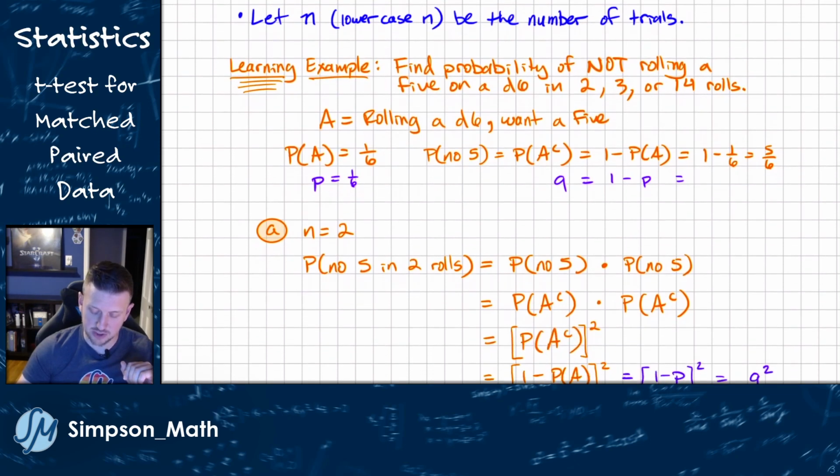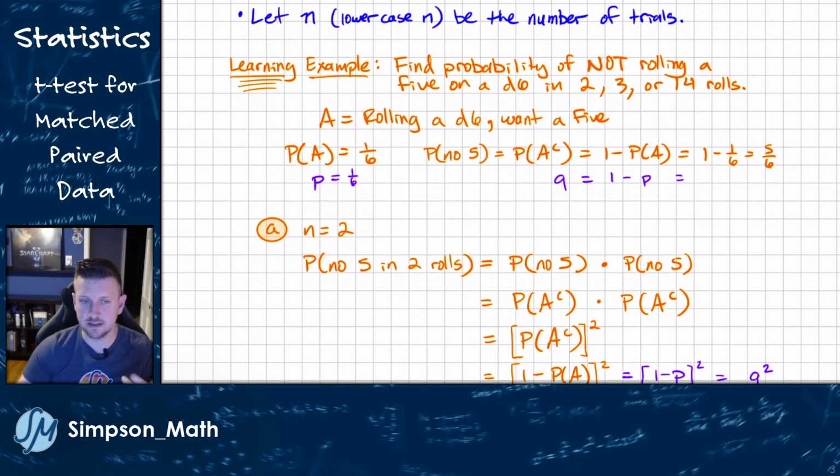So let's talk about finding just 2. I'm going to roll my dice twice. What's the probability I don't get a 5 on either of those?